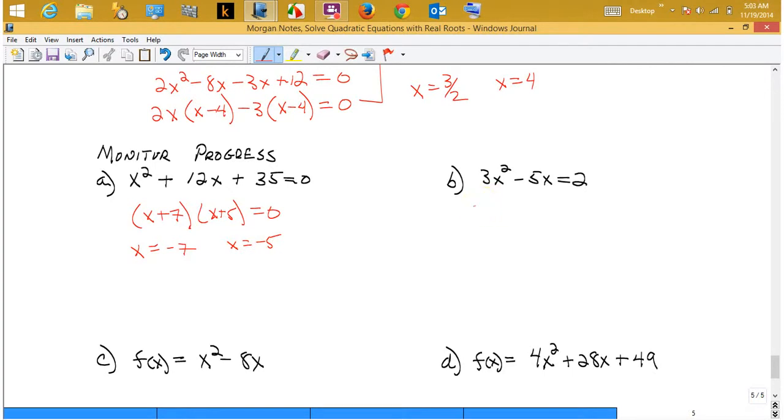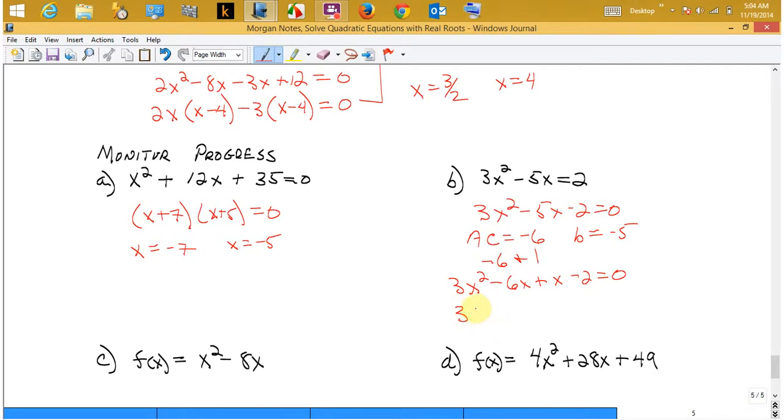Over here, 3x squared minus 5x minus 2 equal to 0. I'm looking for two numbers then. Let's do AC middle. So I would have AC is equal to a negative 6. The middle term is equal to a negative 5. So two numbers that add together to give me a negative 5 and multiply to negative 6. That would be a negative 6 and 1. So we can rewrite that equation: 3x squared minus 6x plus x minus 2 equal to 0.